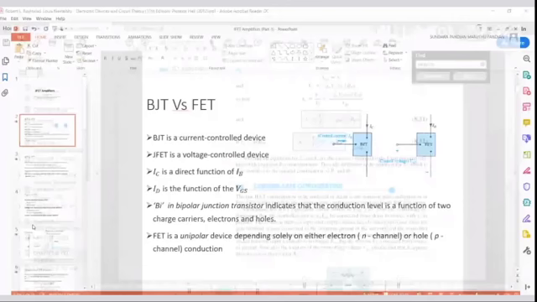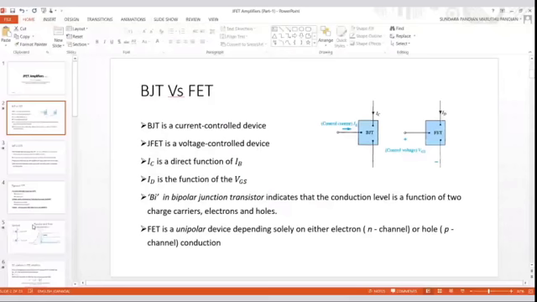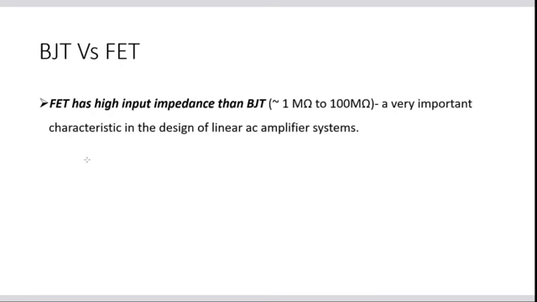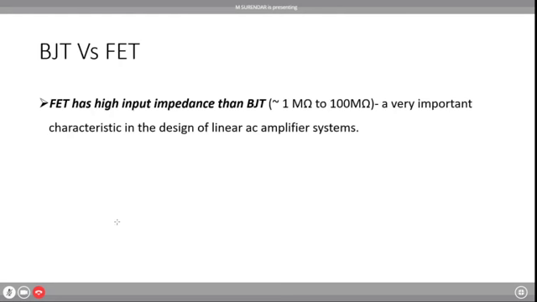Okay, so these are all some of the basic differences. To dig a little deeper into BJT versus FET, the input impedance of the FET is very high when compared to the BJT. The FET input impedance will be around 1 megaohm to 100 megaohms, and it is a very important characteristic in designing any linear AC amplifier circuits.